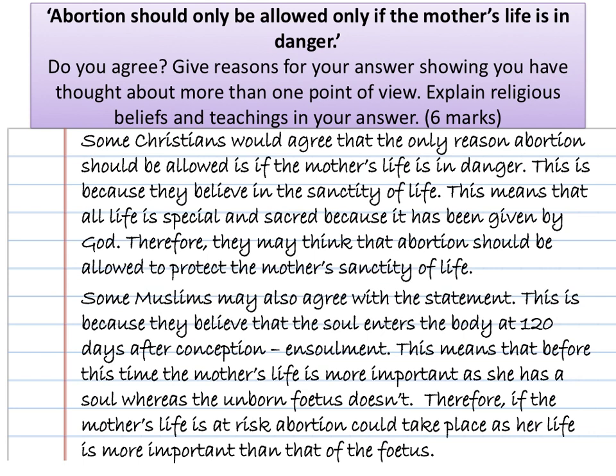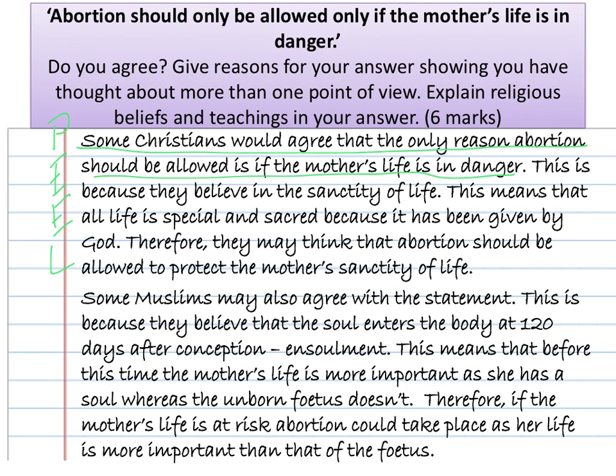Let's have a look at what's going on in this answer then. First of all, we need to point out that we're using the PEEL structure all the way through the answer. So we've got a point, evidence, explanation, and link. The point is here: some Christians would agree that the only reason abortion should be allowed is if the mother's life is in danger. So we're just making our point to say whether we agree or disagree with the question.